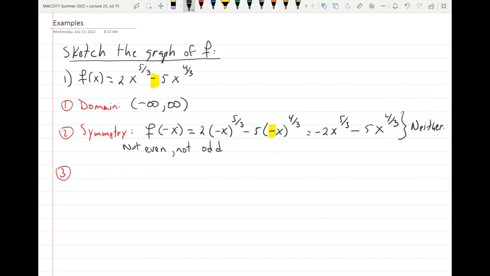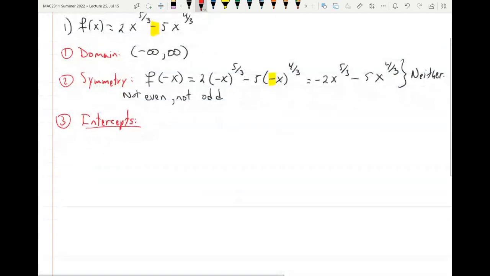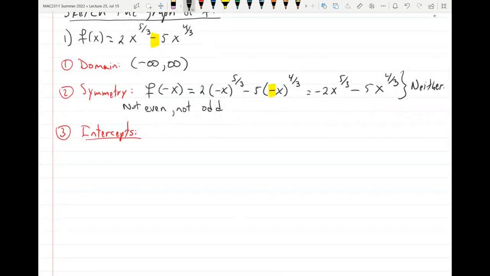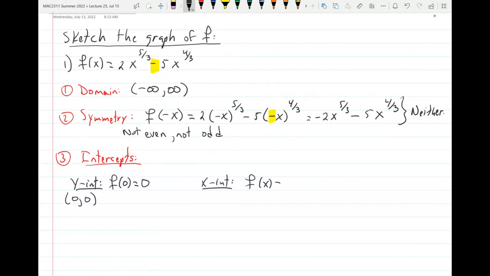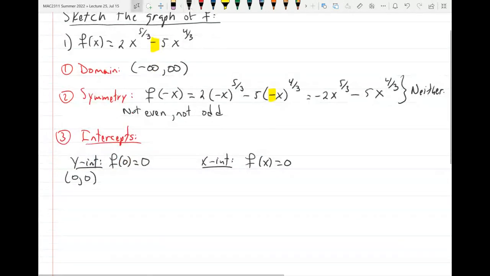Step 3, let's find the intercepts. Okay, so for the intercepts, let me find the y-intercept first, because this one is the easy one. It's always easy, right? So you find this by just plugging in 0 into the function, which in this case, we're just gonna get 0. So that's a point 0, 0. Now for the x-intercept, that's another story. We need to solve the equation f of x equals 0.